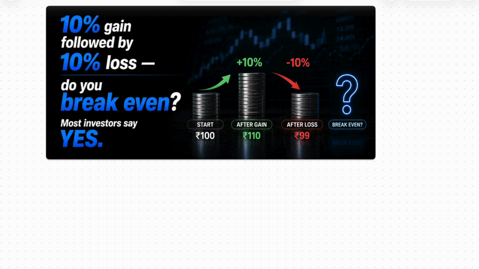What it says, 10% gain followed by 10% loss. Do you break even? It says, are you back to zero? Are you back to the original value? Right? So most investors say yes, but we'll try and understand, is it correct? Do you break even? What does it mean? Are you back to square one?